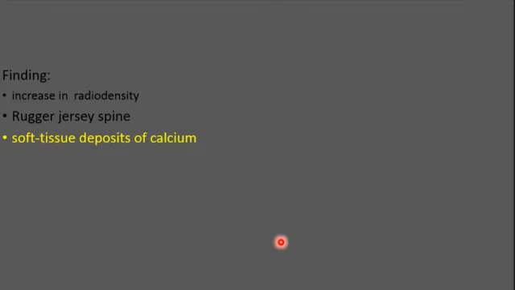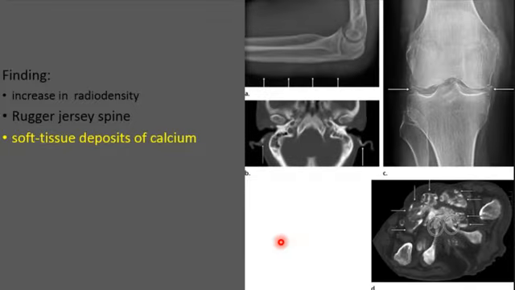Another feature is soft tissue deposition of calcium. As we see in this radiograph, there's faint calcification present in the posterior aspect of the forearm. There is chondrocalcinosis, in the pinna, and also in the abdominal wall. So soft tissue deposits of calcium is another feature of secondary hyperparathyroidism and renal osteodystrophy.